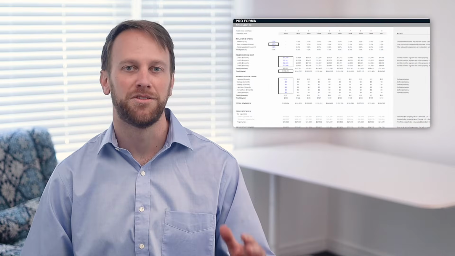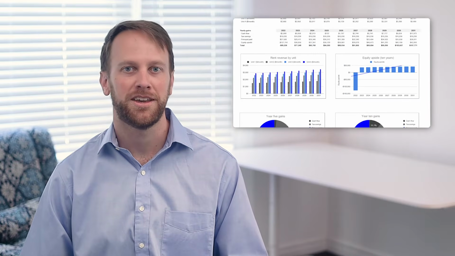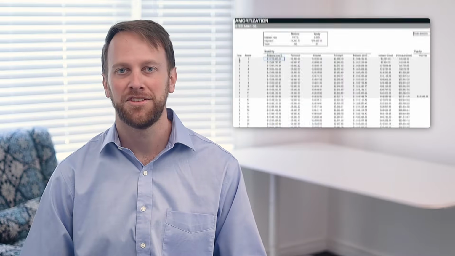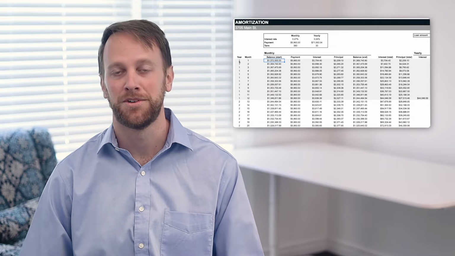It comes with a comprehensive Proforma sheet, charts to track key investment metrics, an amortization sheet that calculates your monthly loan payment for up to 30 years, and more. Now let's have one of my colleagues show us how to use the spreadsheet.